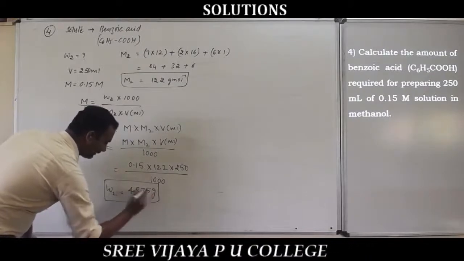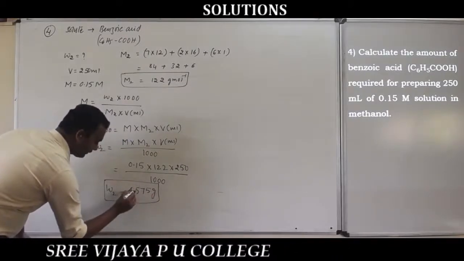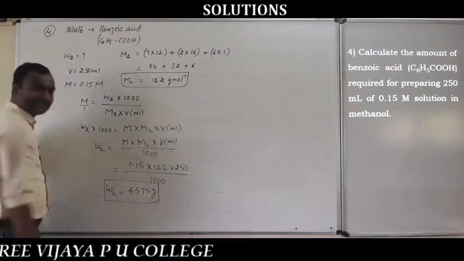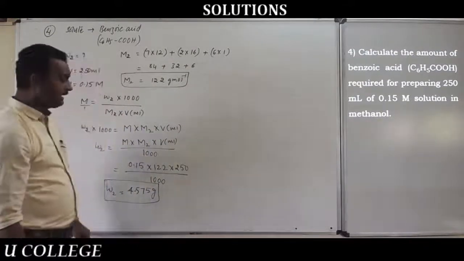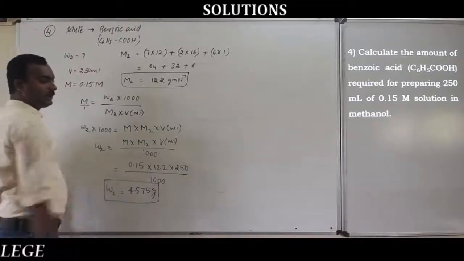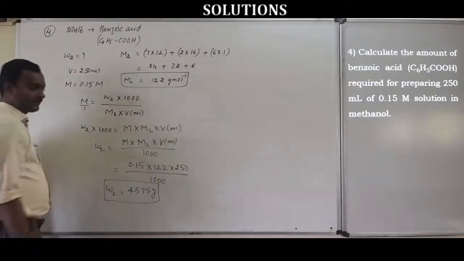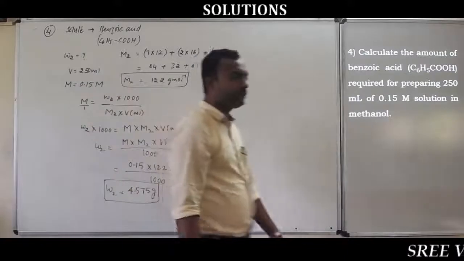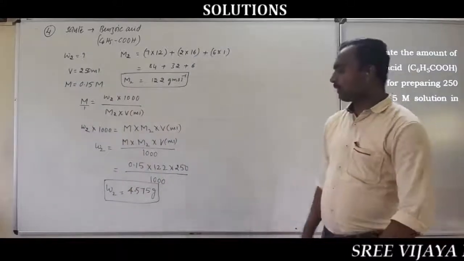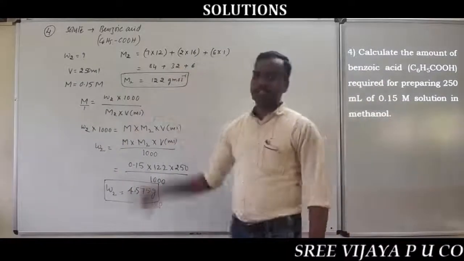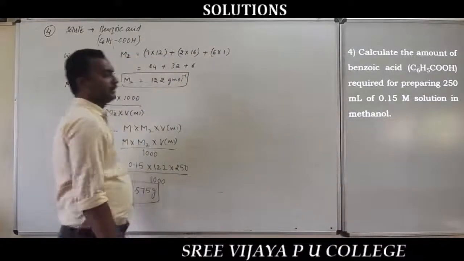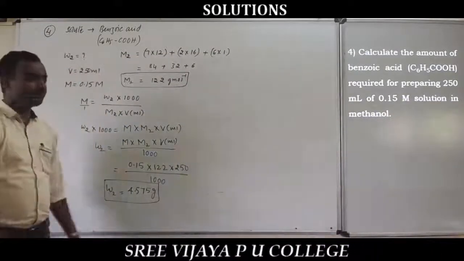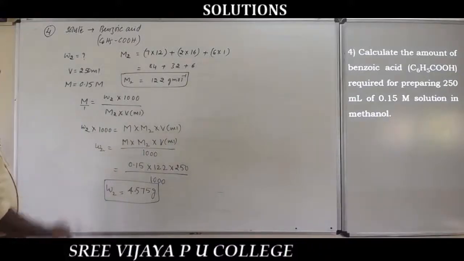4.575 gram. Solute mass ಅನ್ನು calculate ಮಾಡಿರೋದು, so unit ಬರಬೇಕಲ್ಲ ಗ್ರಾಮ್ ಬರಬೇಕು. molarity calculation ಮಾಡಬೇಕಾದ್ರೆ mole per liter, ಅದೇ ರೀತಿ volume calculate ಮಾಡಬೇಕಾದ್ರೆ ml ಅಂತ ಬರಬೇಕು. So here this is the mass of solute, that is 4.575 gram of benzoic acid required to prepare 250 ml of 0.15 molar solution in methanol. So that's about the problem.